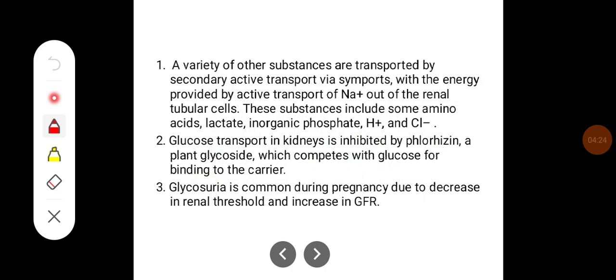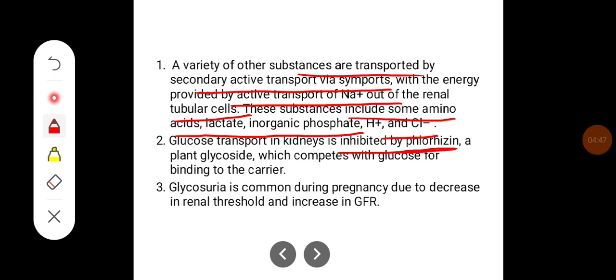A variety of other substances are transported by secondary active transport via symports with the energy provided by active transport of sodium out of the renal tubular cells. These substances include some amino acids, lactate, inorganic phosphates, hydrogen ion, and chloride. Glucose transport in kidney is inhibited by phlorizin, a plant glycoside which competes with the glucose for binding to the carrier.